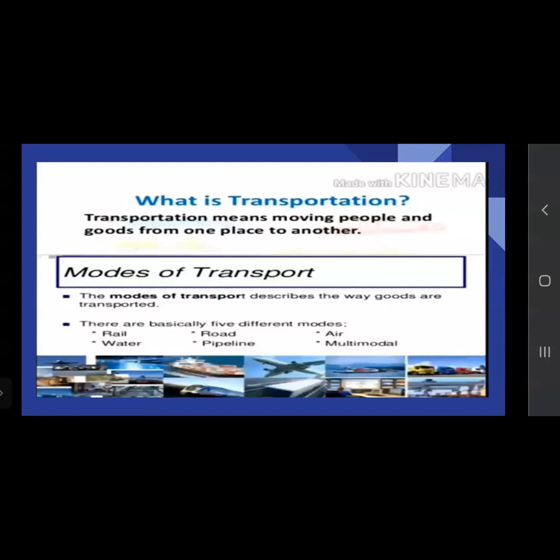Okay. So, modes of transport. The modes of transport describes the way goods are transported. So, modes of transport, what does it mean? It means the different ways of transportation.